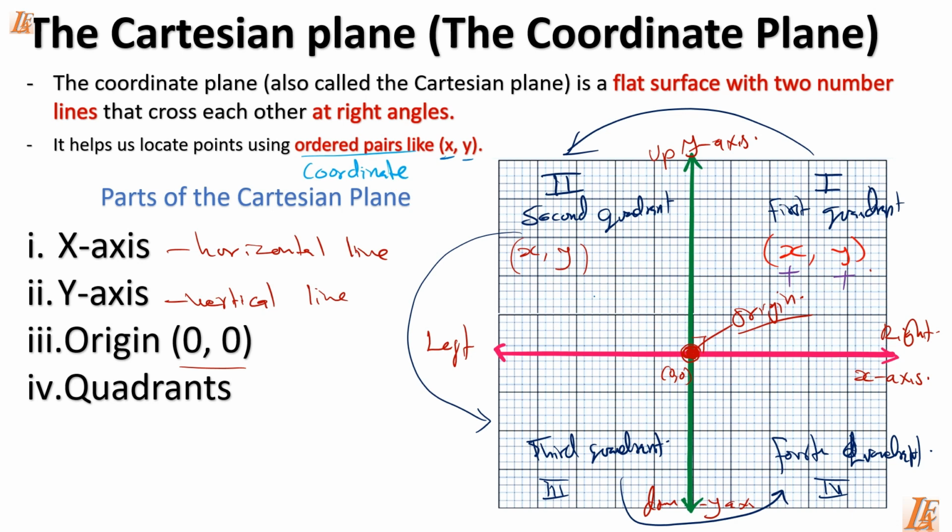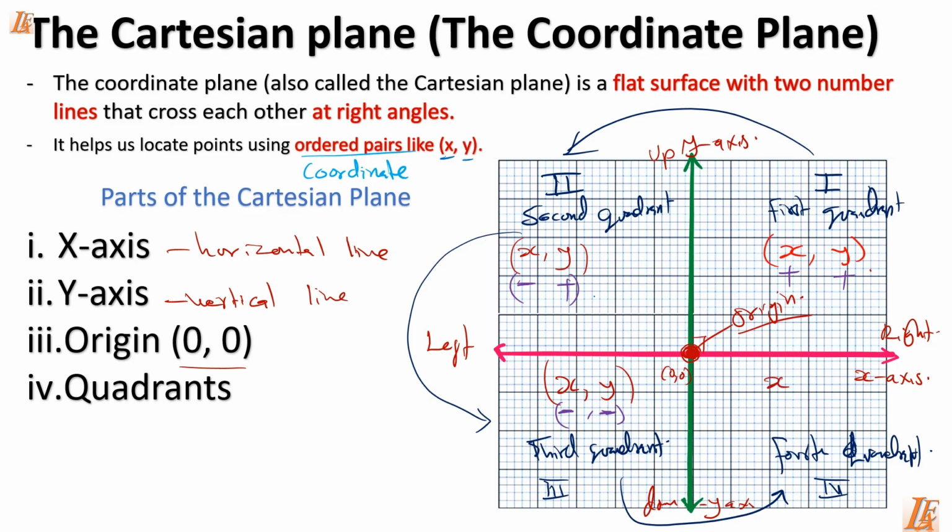The x is in this case negative, and y is positive. Those are the signs of any coordinate that you will get from the second quadrant. Then if you go to the third quadrant, here you have x and y. The value of x is negative, while that of y is also negative in the third quadrant.